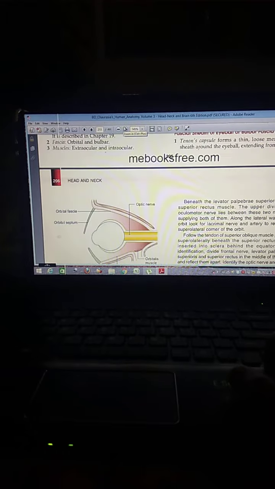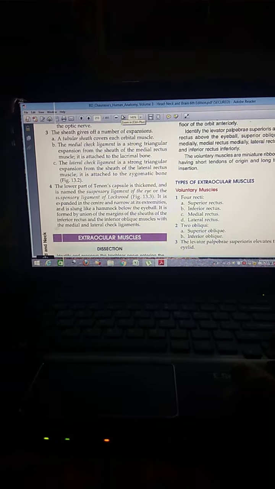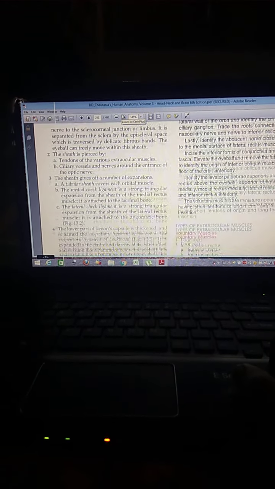Good morning all. Today's topic is a continuation of the orbit, and now we are discussing the extraocular muscles. Here are the types of the extraocular muscles.